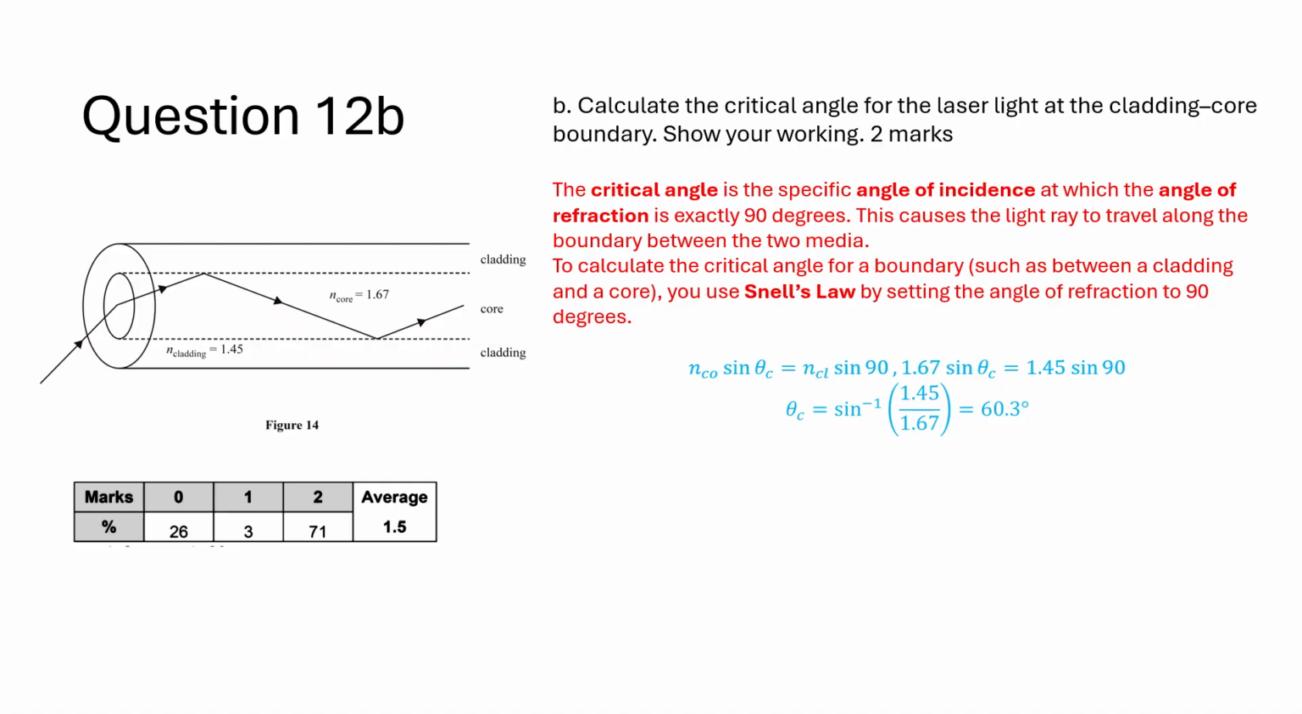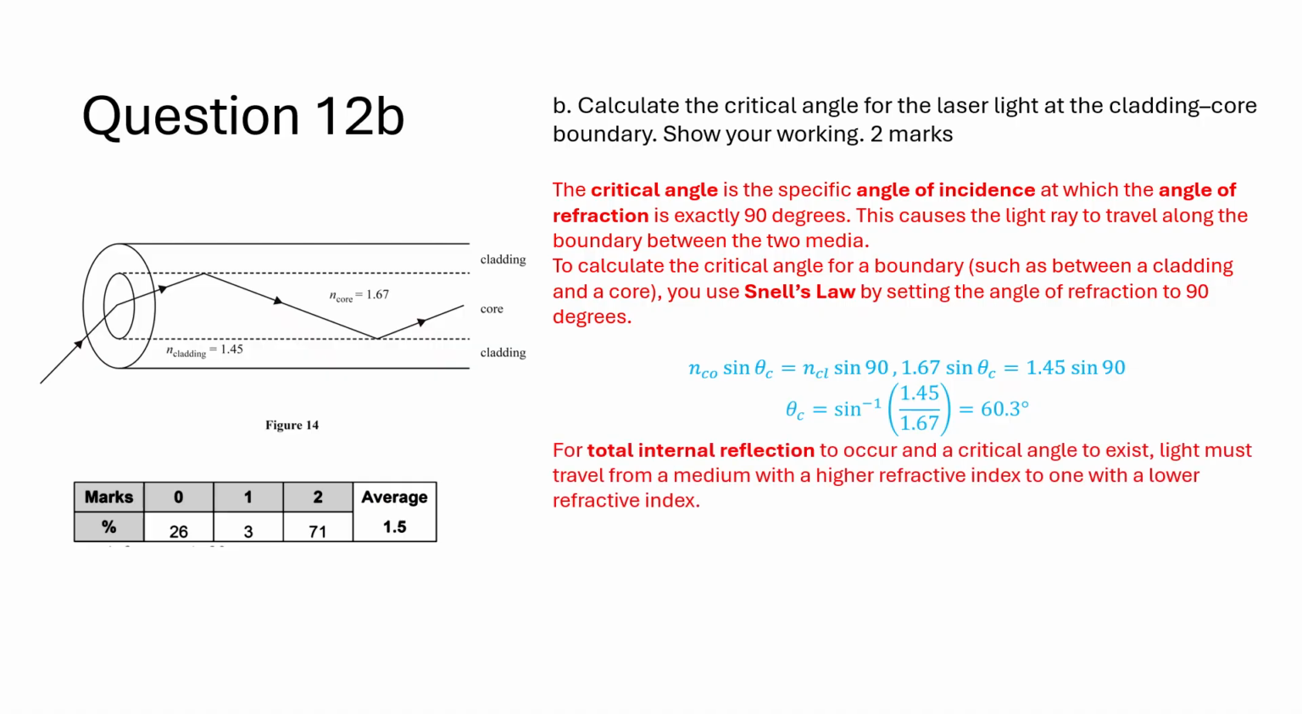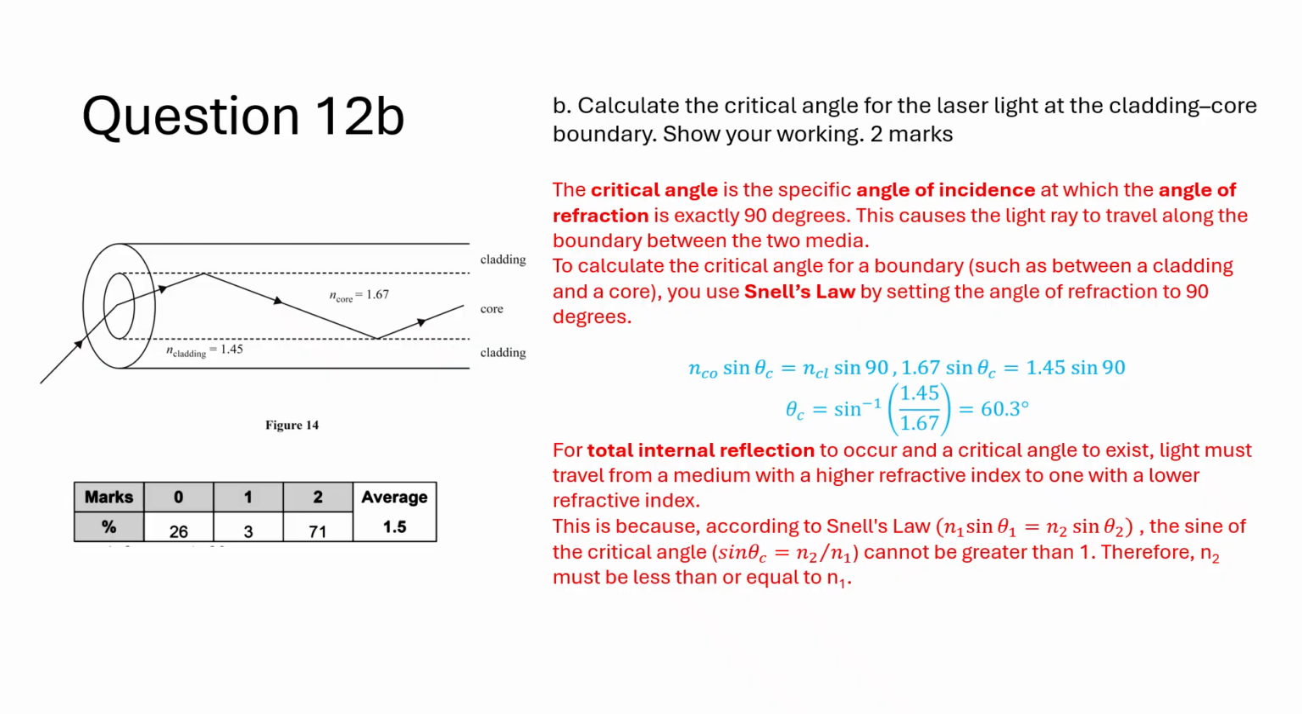For total internal reflection to occur, and a critical angle to exist, light must travel from a medium with a higher refractive index to one with a lower refractive index. This is because, according to Snell's law, the sine of the critical angle, sin θc, cannot be greater than 1. Therefore, n2 must be less than or equal to n1.